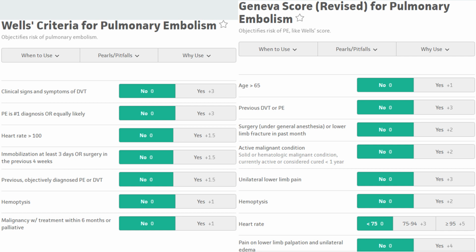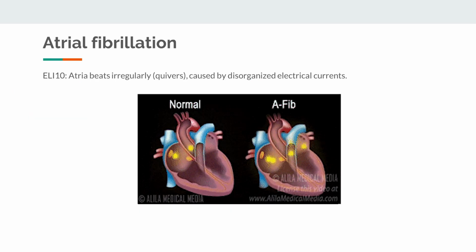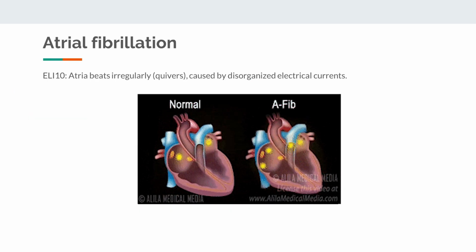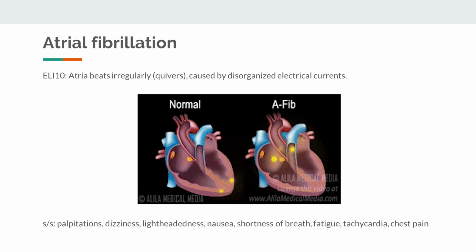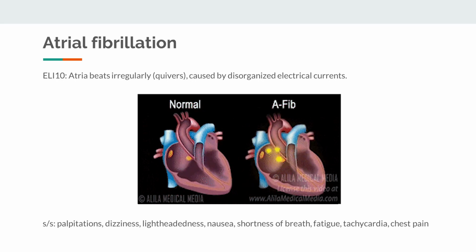In addition to the PERC rule, other probability factors you might come across for PE include the Wells criteria or the Geneva score. So that wraps up PE, let's move on to atrial fibrillation. Atrial fibrillation is when the top two chambers of the heart, the atria, beat in an irregular rhythm due to disorganized electrical currents. Instead of squeezing and relaxing, it spasms and quivers, which can cause patients to have palpitations, dizziness, lightheadedness, nausea, shortness of breath, fatigue, tachycardia, and chest pain.